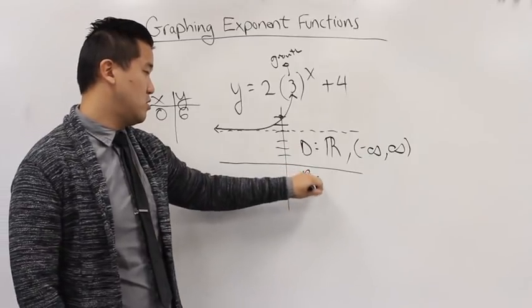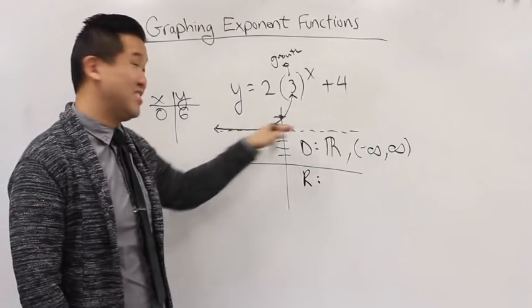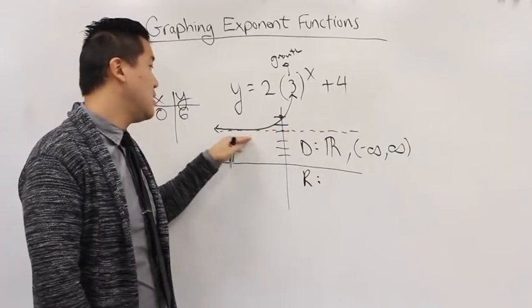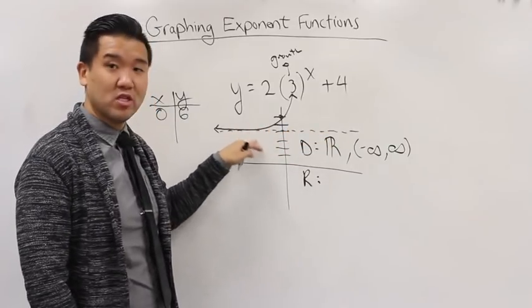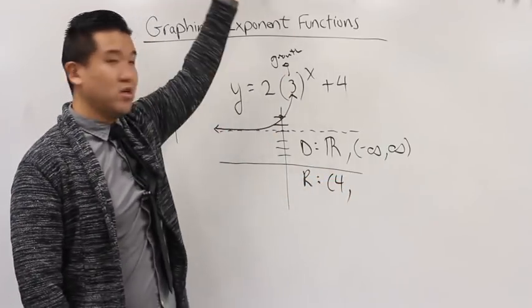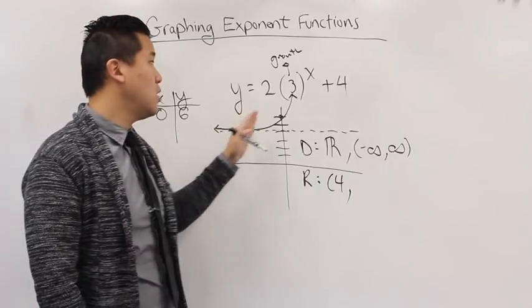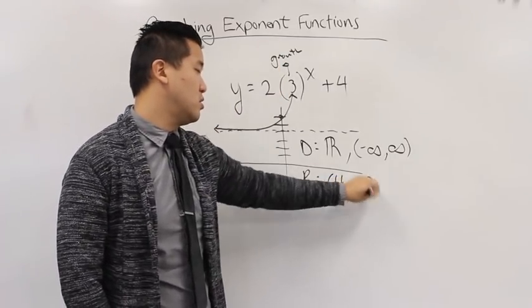My range talks about how far down your graph goes, how far up it goes. It's not all reals because we actually stop somewhere. Where do we stop at? We get closer and closer to our horizontal asymptote, which is 4. And how far up do I go? It gets closer and closer to 4, but never touches 4, but goes also to positive infinity.